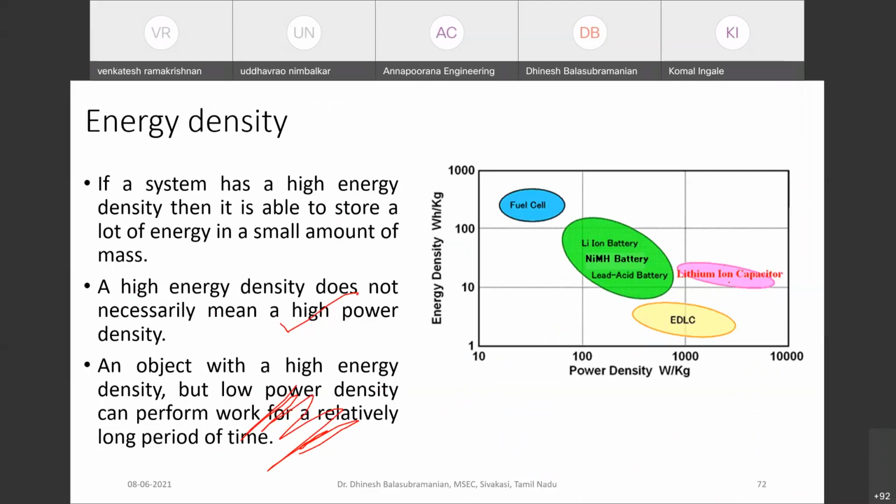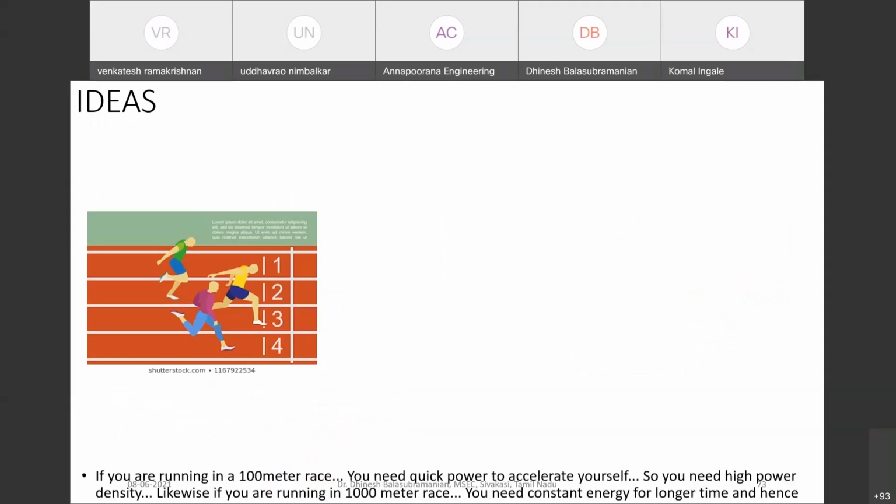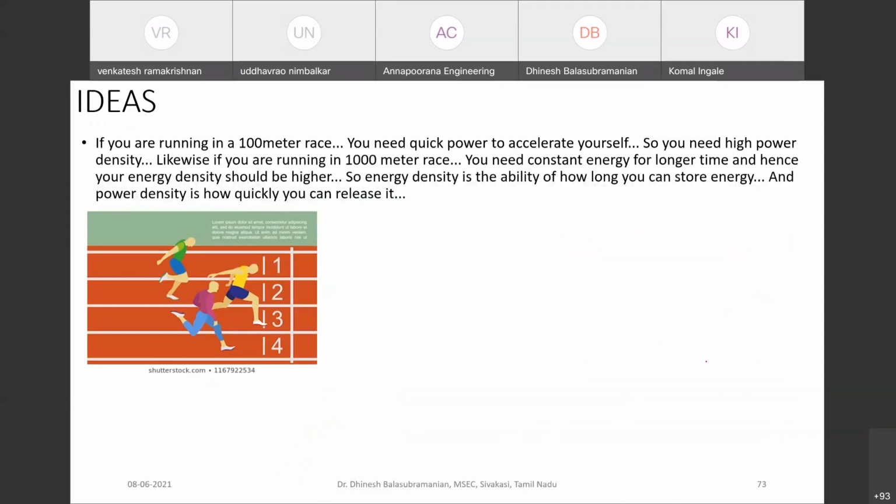So here you can just see people are talking about the lithium-ion battery, and in future scope they are also talking about the capacitor to a major extent, which is able to deliver an optimal energy density and an optimal power density. And you need to understand the ideas about what is energy and power density.